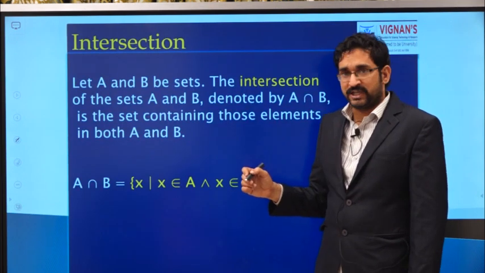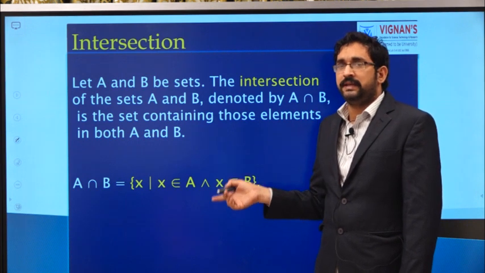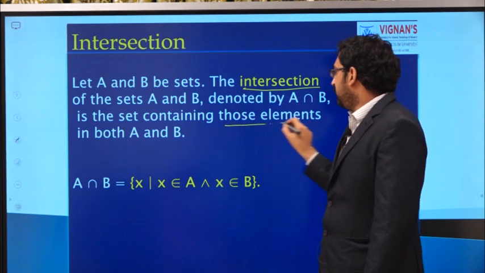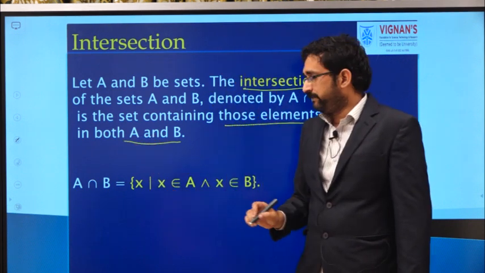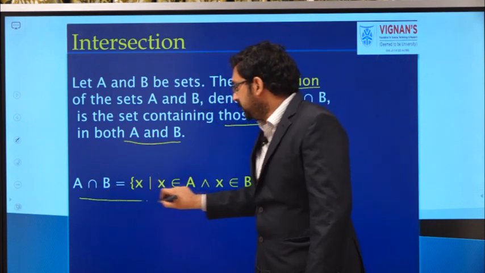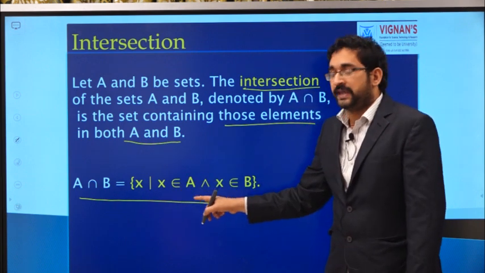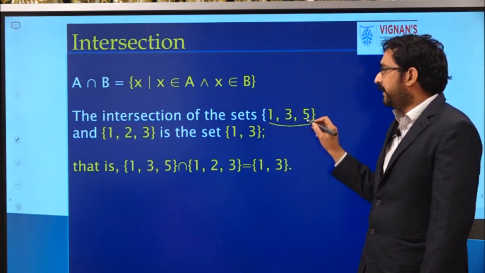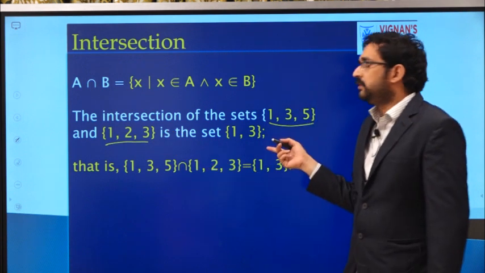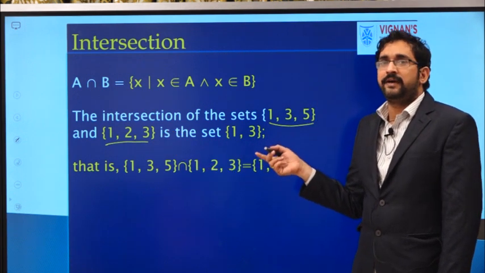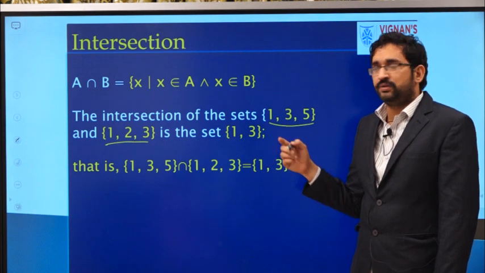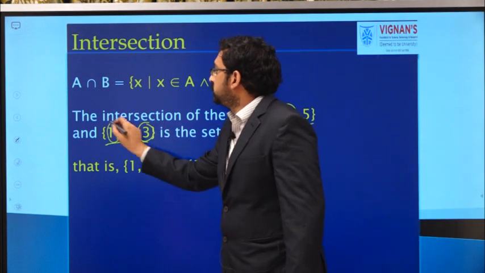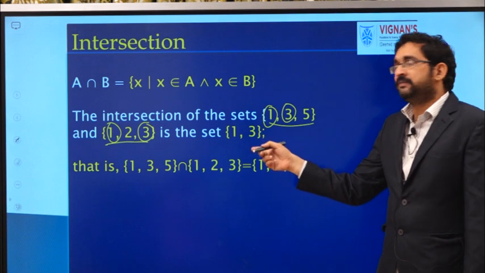Next we will discuss intersection. Union contains elements which will be either in A or in B or both. But in case of intersection, it will contain those elements which are in both A and B. So A intersection B is defined as the set of all x such that x belongs to A and x belongs to B. See one example, one set is {1, 3, 5} and another set is {1, 2, 3}. We have to find the intersection. We know that the intersection of two sets contains elements which are common to both. Here if you observe, 1 and 3 are common to both. So the intersection for the given sets will be {1, 3}.